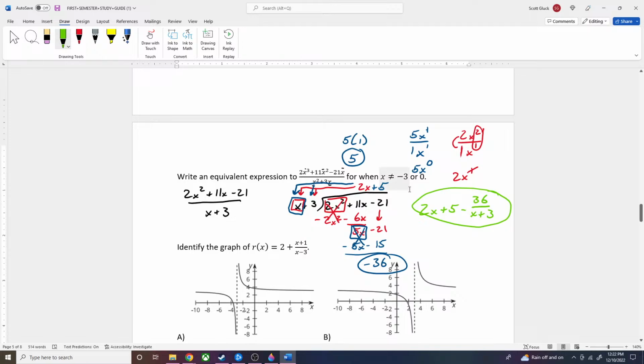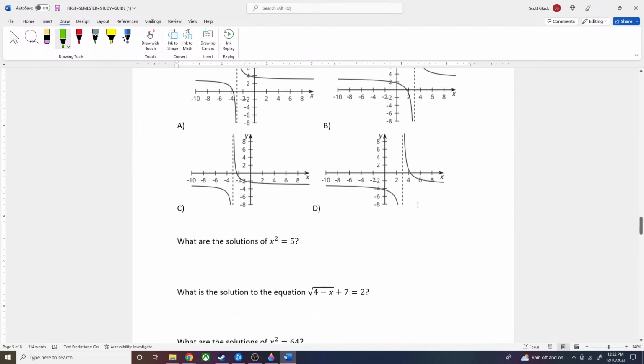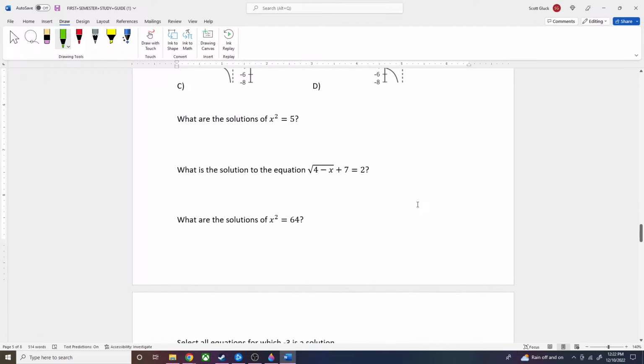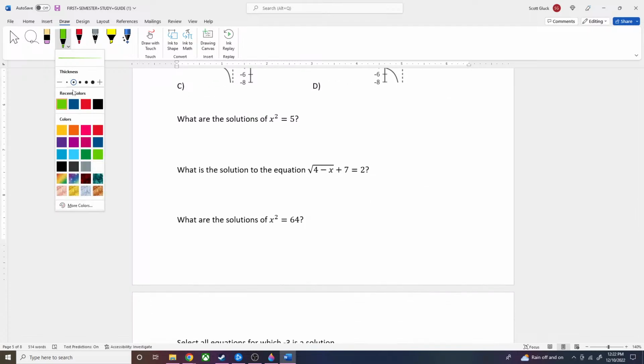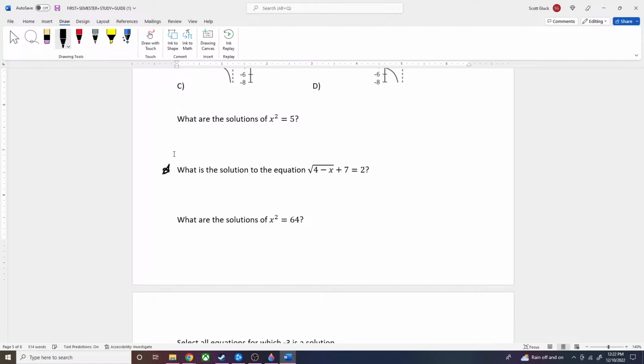Now, let's scroll on down. Another one I had a lot of questions come up on in class was this one right here, the second one. What is the solution to the equation 4 minus the square root of 4 minus x plus 7 equals 2?